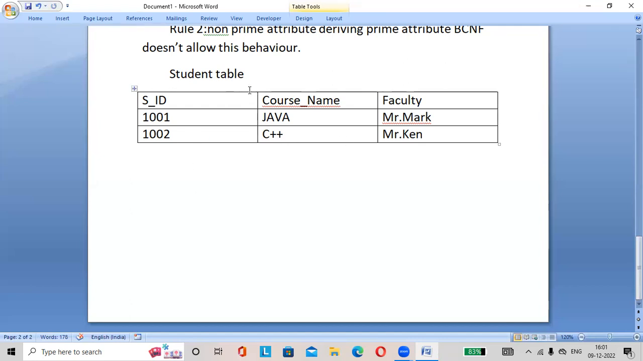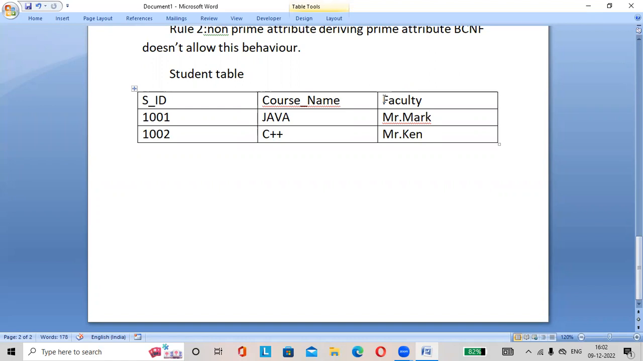Here the student ID data type is integer. Course ID is integer. Course name is varchar. So it is following which normal form? 1NF. What are the rules of second NF? First, it should be in first normal form. Then, no partial dependency. Here is any partial dependency there? No partial dependency. It is also satisfying second normal form.